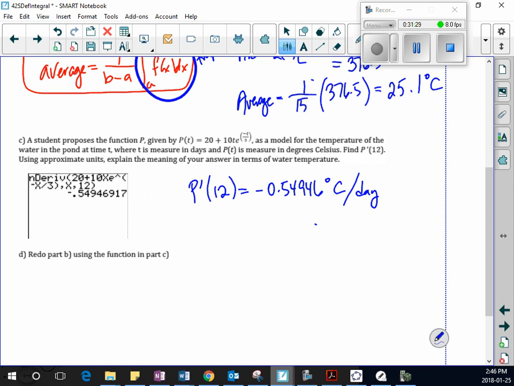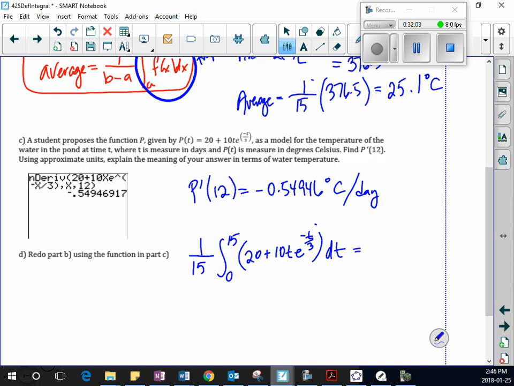Okay, redo part B using the function in part C. Ooh, so we needed a function. So they give you the function now. So does everybody see? This is the integral from 0 to 15 of 20 plus 10t e to the power minus t over 3, dt, right? And of course, this is 1 over 15 times it, right?